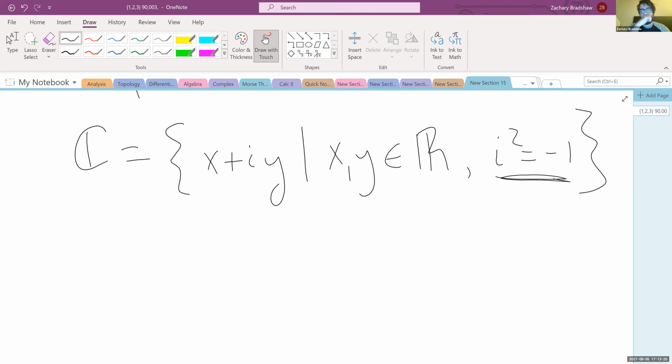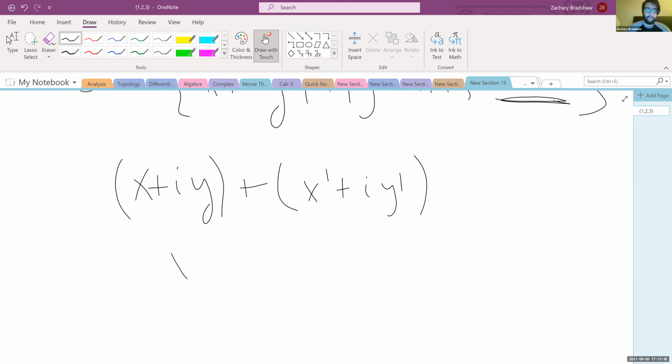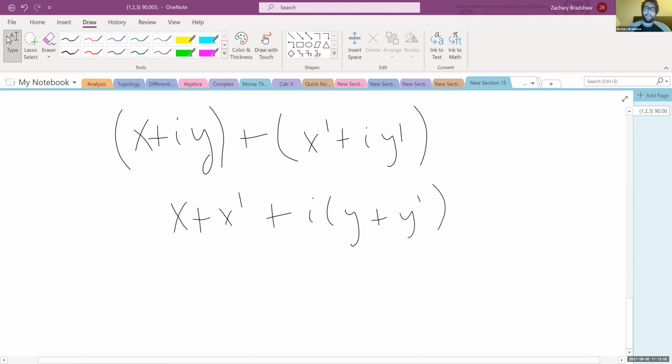Well, when we start to give the complex numbers some structure, we can do some addition. So we can add this complex number with this one: x plus x prime plus i(y plus y prime). So you add like terms. Anything that's real, you add together. Anything that's imaginary, meaning it has an i in front of it, you can add together. So the complex numbers have all kinds of nice properties.